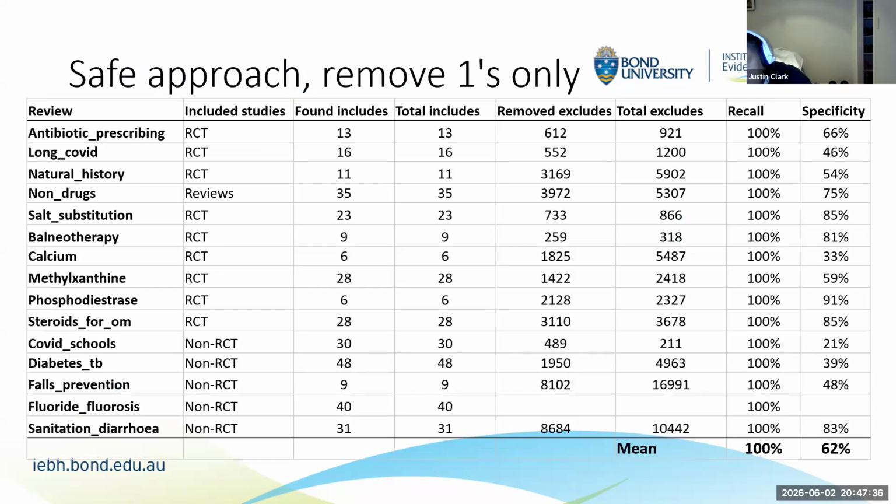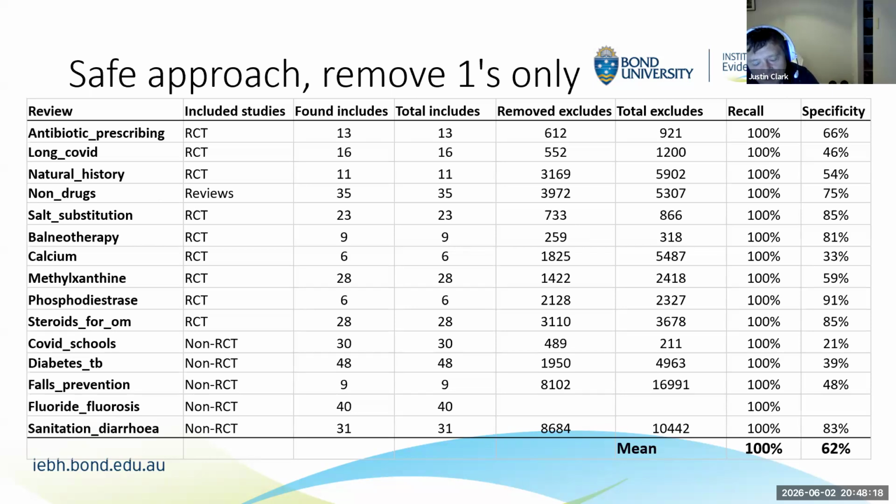And then these are the results of the evaluations. This is where we automatically exclude anything that scores a 1. If you really want to look at the numbers in detail, you can go and read the preprint, which has all this data in it. But the important ones to look at are recall and specificity. Recall is how accurate it was, or how many of the included studies it then included in the to-screen pool.